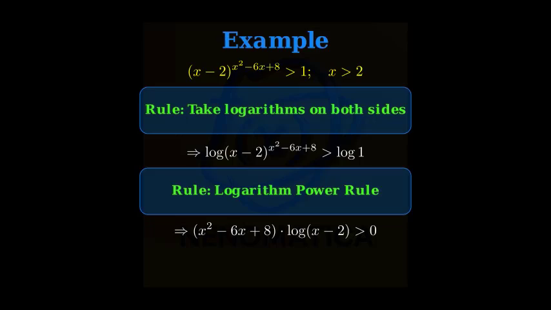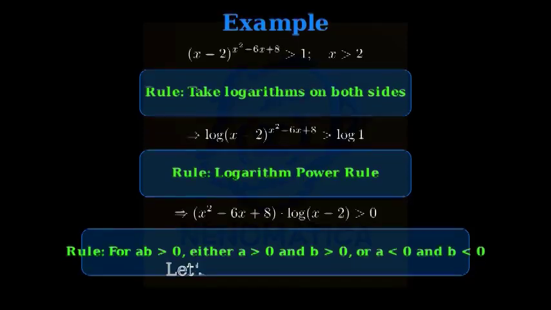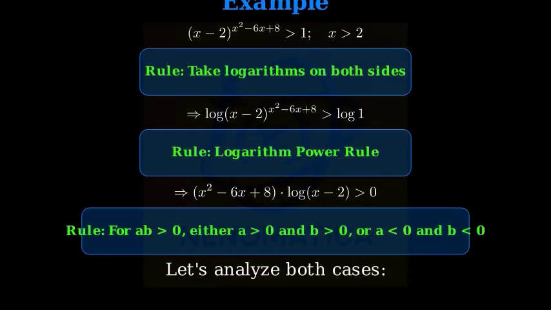So we get x squared minus 6x plus 8 times log of x minus 2 is greater than 0. Note that log of 1 equals 0, which simplifies our right side. Now we have a product of two factors that is greater than 0. For a product to be greater than 0, either both factors are positive or both factors are negative. Let's analyze these cases separately.